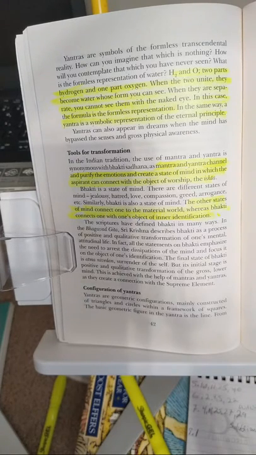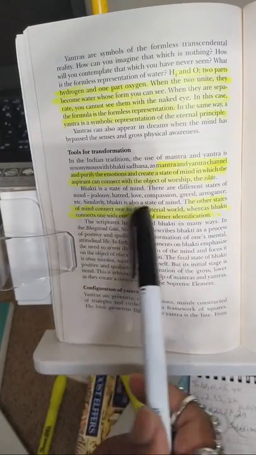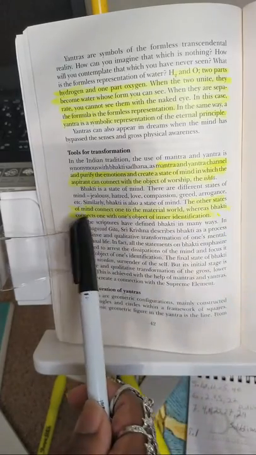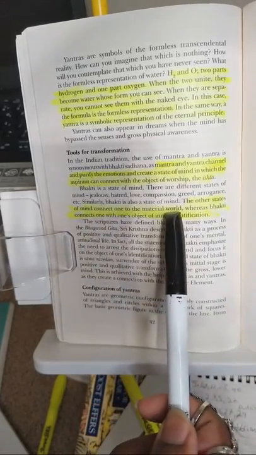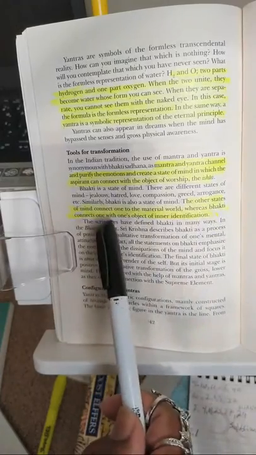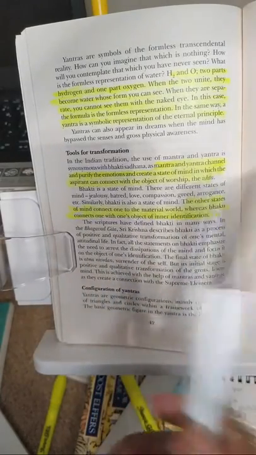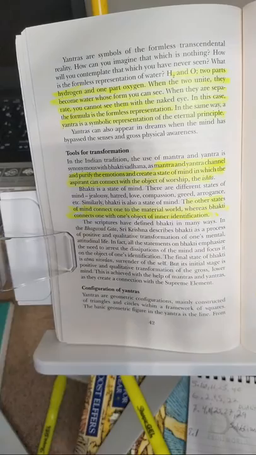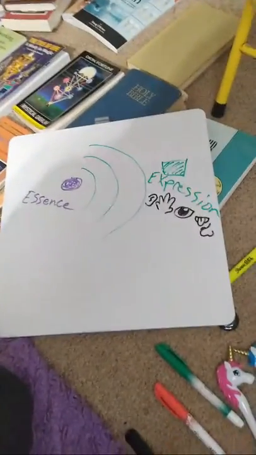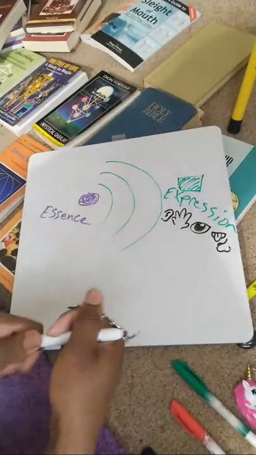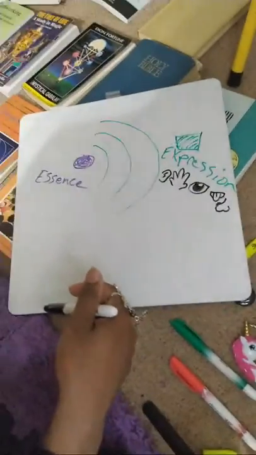Bhakti is a state of mind. There are different states of mind: jealousy, hatred, love, compassion, greed, arrogance, etc. Similarly, bhakti is also a state of mind. The other states of mind connect one to the material world, whereas bhakti connects one with the object of inner identification. So basically, we're talking about bhakti, which in some way translates to worship, right?